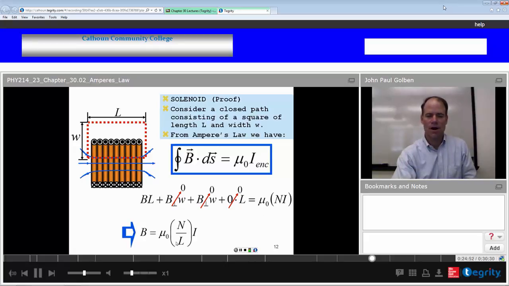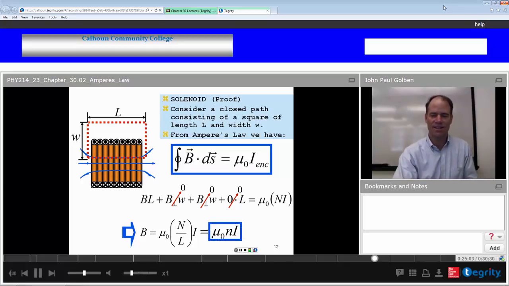So our magnetic field will be equal to mu naught, number of turns, divided by the length of the solenoid, times I, or mu naught little n I. That is the magnetic field through the center of a solenoid, and a very simple proof using Ampere's law.